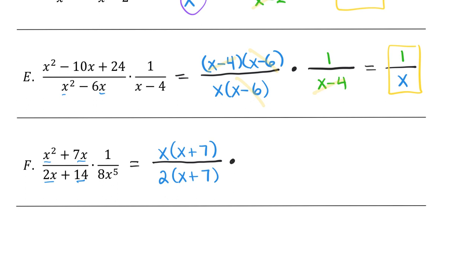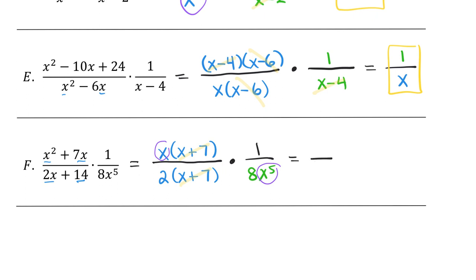Okay, let's look at the next fraction. 1 over, I'm just going to leave that 8x to the 5th. It's already a monomial. Okay, what cancels? Top, bottom. Anything else? Oh, sure, I have an x here, and I have an x to the 5th here, so I can cancel an x out.